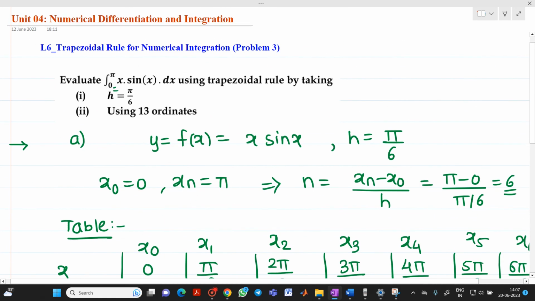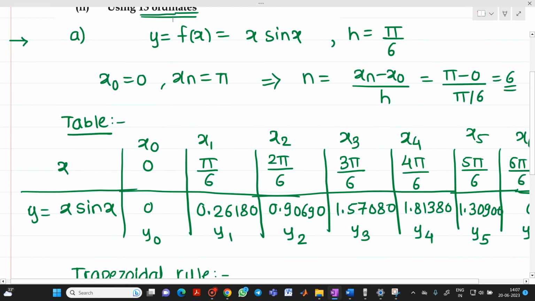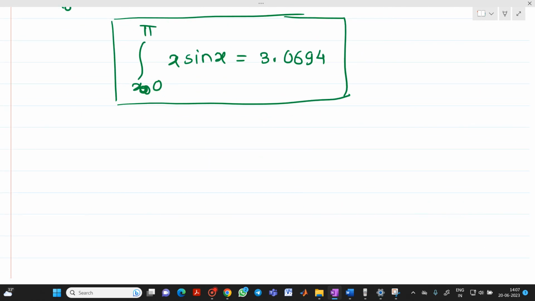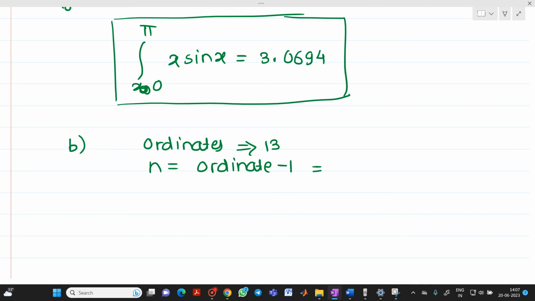Now if you see for part B, it is mentioned that using 13 ordinates we have to solve this. Already in the theory itself we discussed that if ordinates are given, then ordinates will be 13. If ordinates are given, how to find n? n will be equal to ordinates minus 1, which is equal to 12. Now x0 is fixed, which is 0, and xn is nothing but pi.